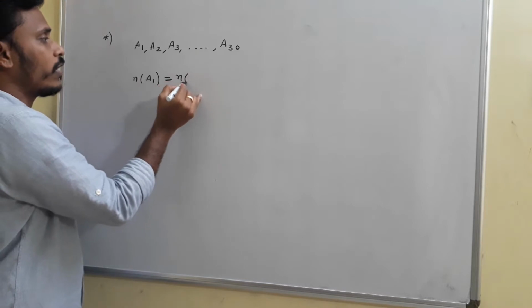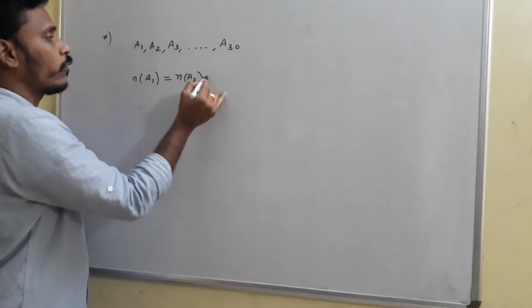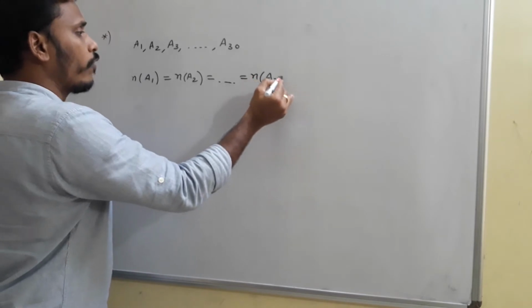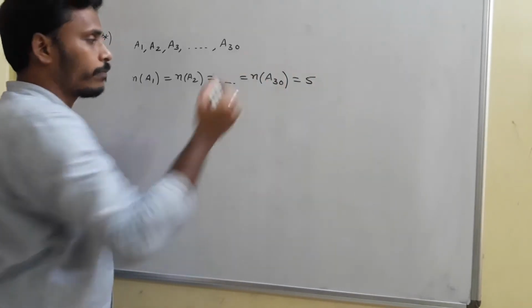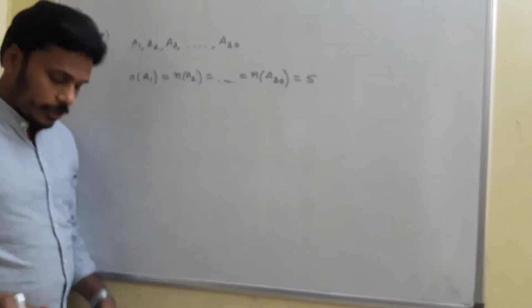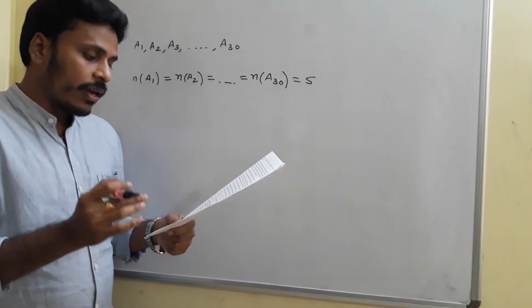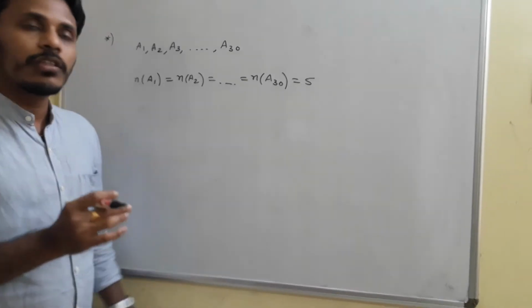N of A1 is equal to N of A2 is equal to and so on, is equal to N of A30 is equal to 5. So this is the given information. And the next thing is B1, B2 and so on Bn are n sets, each with 3 elements.